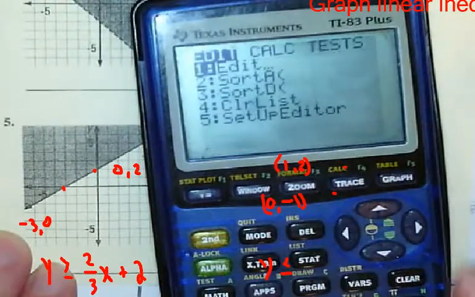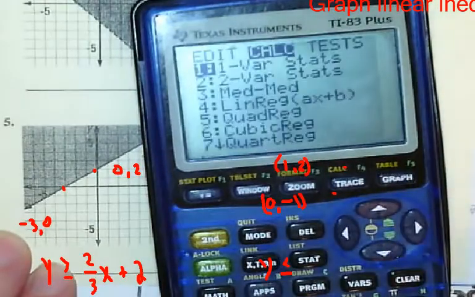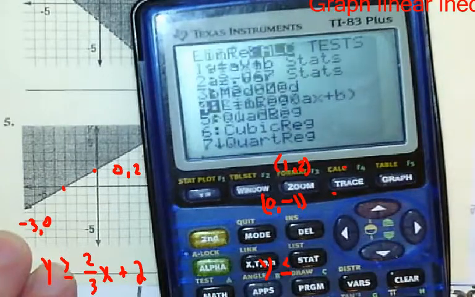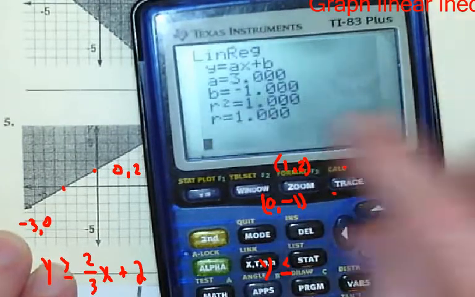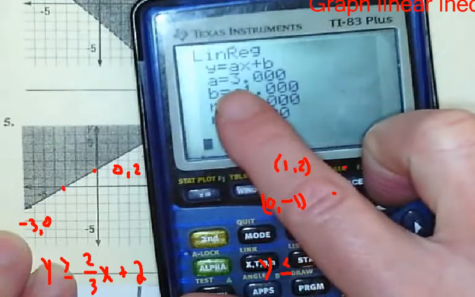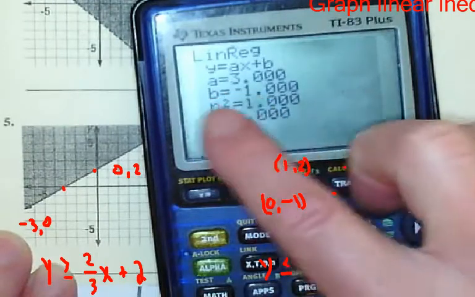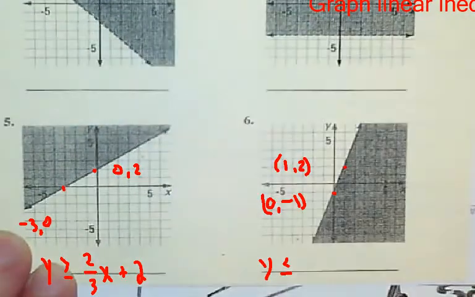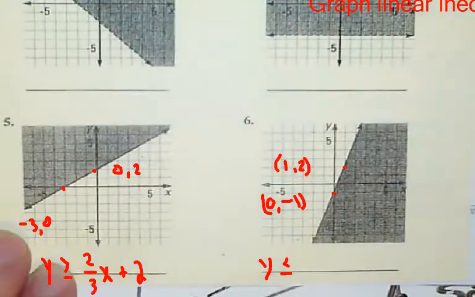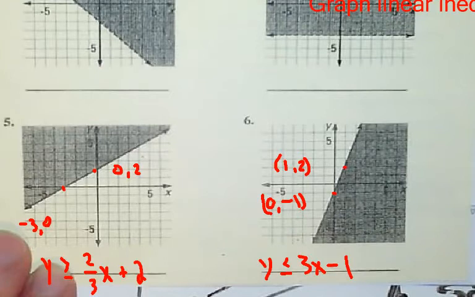And then we're going to go stat, over to calculate, down to number 4, hit the enter button, and the slope is 3, and the y-intercept is -1. Alrighty, what did we just find? We said all the things less than or equal to 3x minus 1. Hooray! We did it. No problem. You should be able to do today's homework just like that.